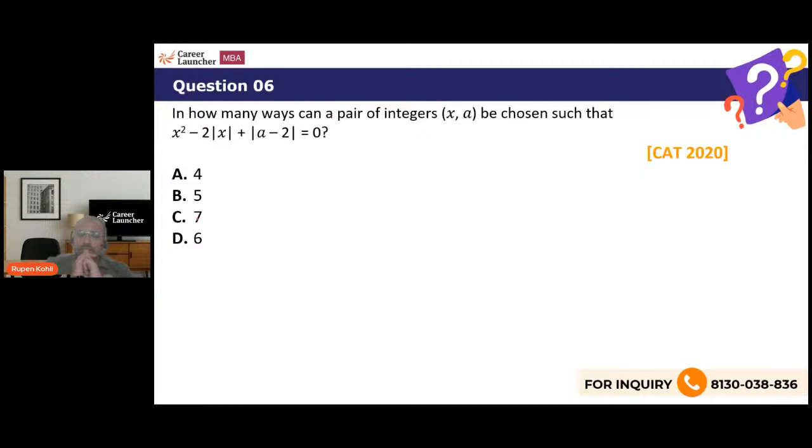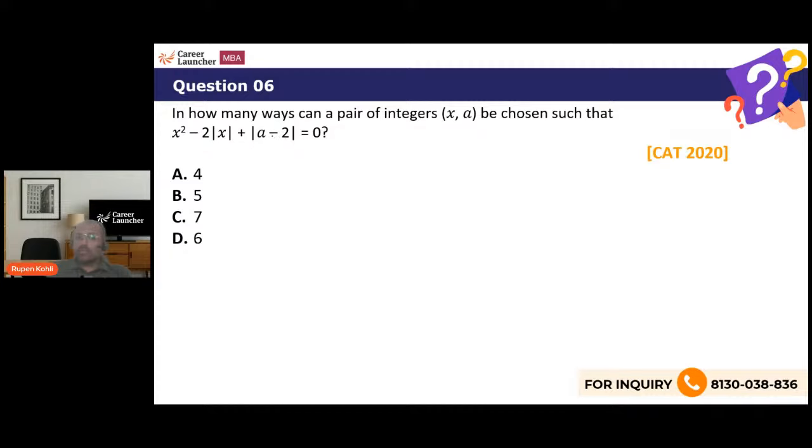Isn't it the fact that the term x square minus 2 mod x reminds me that I can do the completion of squares on this? Whenever you see a quadratic expression, always try to think of the completion of square concept, right? Because what I'm thinking is that the first expression is a quadratic, the second expression is a modulus, and the sum of a quadratic and a modulus is 0.